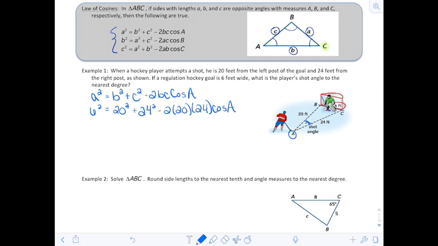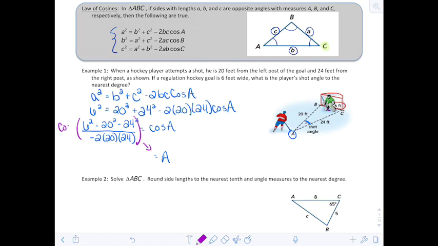There's really two ways to do this, but one thing you might see in other books is you may see it all solved for the cosine of A. So what we would have would be 6 squared. We'd subtract off the 20 squared, subtract the 24 squared, and then we would divide by the negative 2 times 20 times 24. And that would be the cosine of A. And then, of course, angle A would be the cosine inverse of all of that.